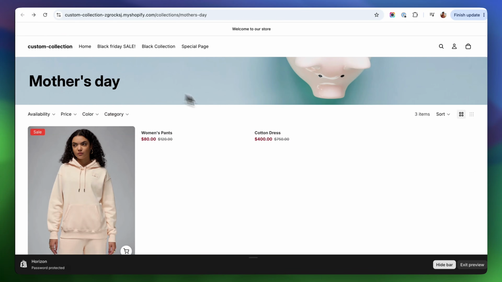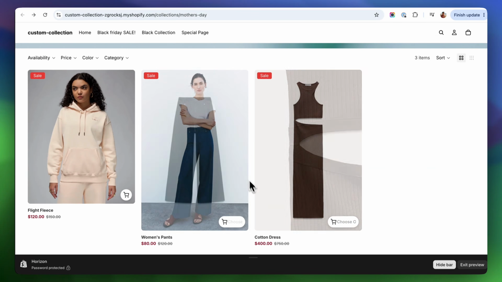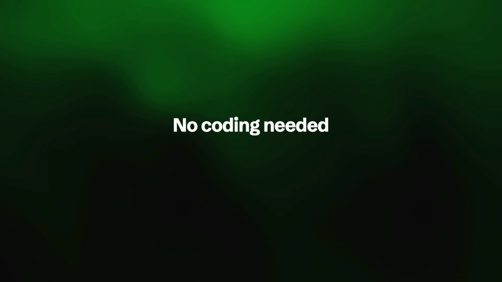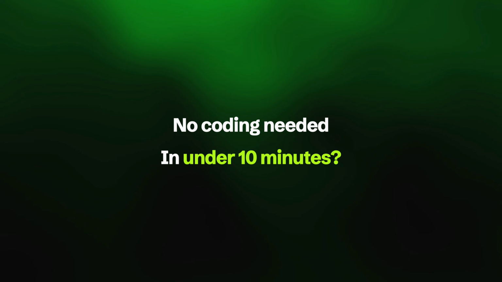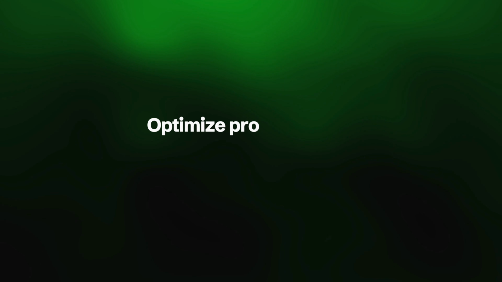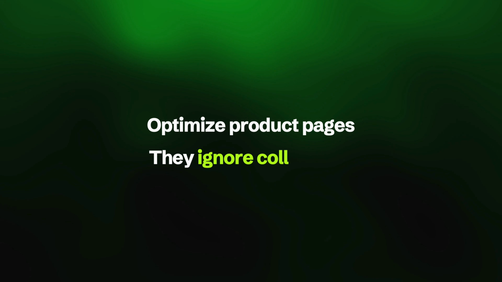Now, how can you display your variants directly on your collection page as cards without any coding and in less than 10 minutes? Let me show you. Most Shopify stores optimize their product pages and completely ignore their collection pages. But that's where a lot of people discover the products they actually want to buy. And that's why you shouldn't ignore them.